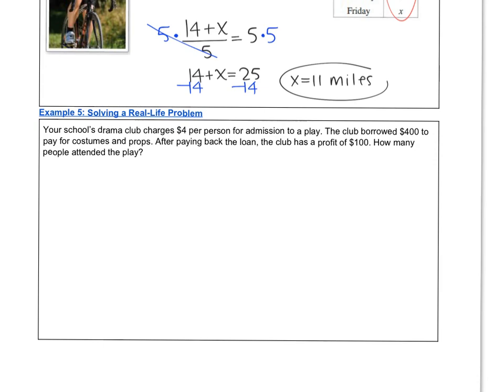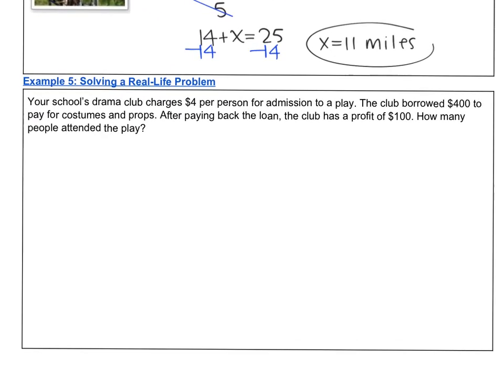So a good place to start with word problems is to define your variable. What are we trying to solve for, and give it a letter. We're trying to solve for how many people attended the play, so I'm going to call it P. P equals number of people that attended.